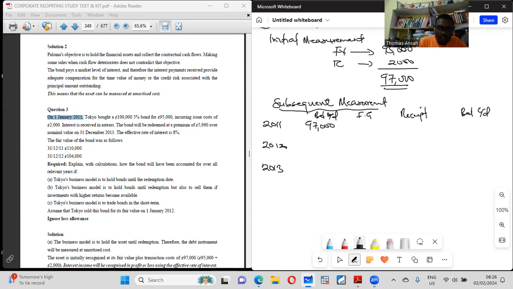All right. So what is the effective rate? Yes, 8%. So we will do 0.08 by 97,000. That gives me 7,760. All right. The receipt is always the coupon rate, which is 5%. Coupon rate multiplied by the coupon amount, which is 100,000, the nominal. So it means that it is what? 5,000 per annum. That is the interest. All right. So if I do minus 5,000 and I add it to the 97,000, I have 99,760. All right. This is amortized cost.